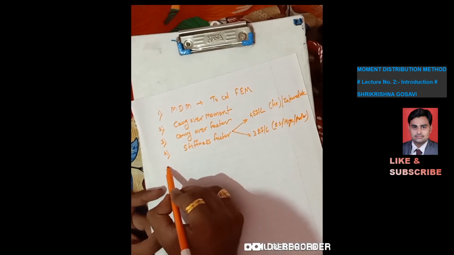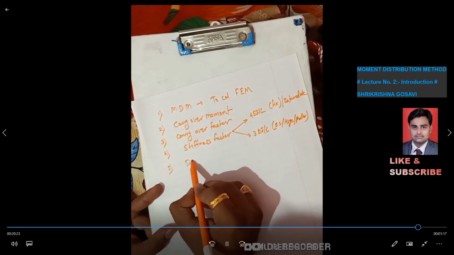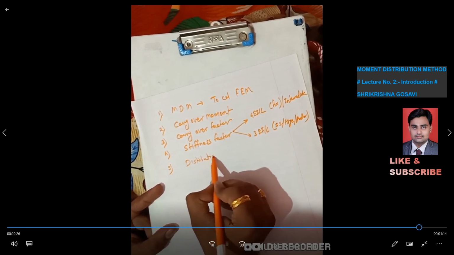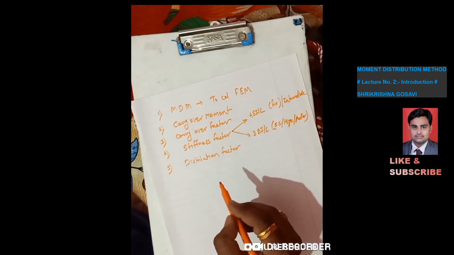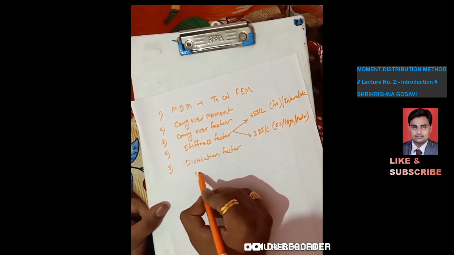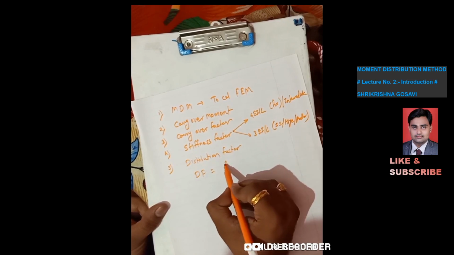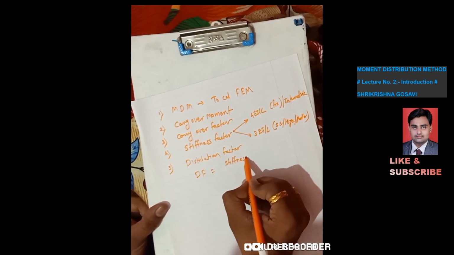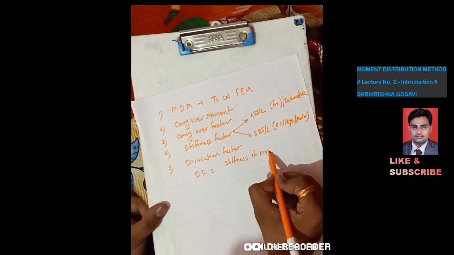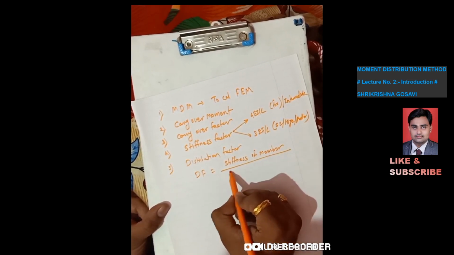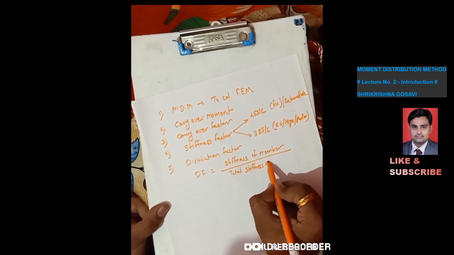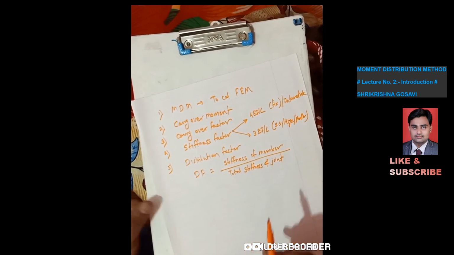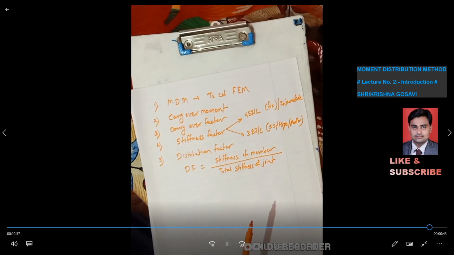After that comes the distribution factor. What is the distribution factor? Its definition, and then how to calculate it. In short, if I want to write it, it is the stiffness of the member divided by the total stiffness of the joint. So this is the formula for the distribution factor. These things we now know.